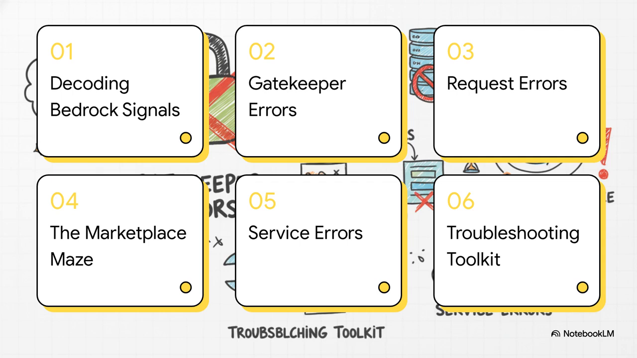First, we'll look at what I call gatekeeper errors. These are the ones that decide if you're even allowed in the door. Then we'll tackle request errors, which happen when you're just not speaking the API's language correctly. After that, we'll navigate the tricky marketplace maze, handle service errors, the ones that are not your fault, and finally, we'll put it all together into your ultimate troubleshooting toolkit.